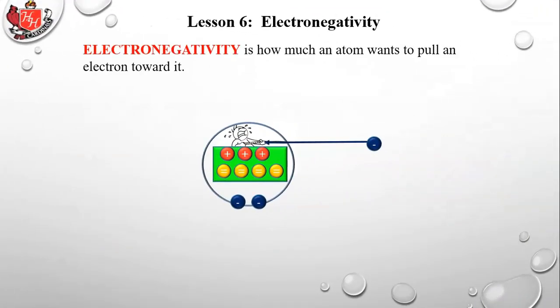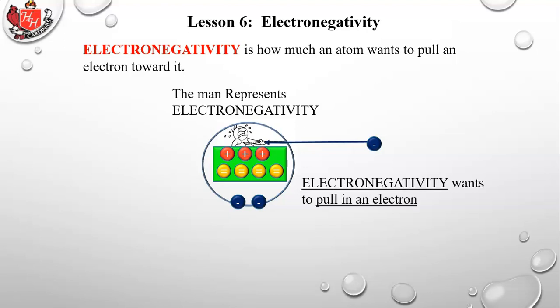Now electronegativity is very much related to ionization energy. So the man represents electronegativity. So now he represents the pull of the protons. And what he is doing is what electronegativity wants to do: pull in an electron from the outside. So both ionization energy and electronegativity have to do with pulling electrons. But electronegativity is pulling in an outside electron, an electron that didn't otherwise belong to it.